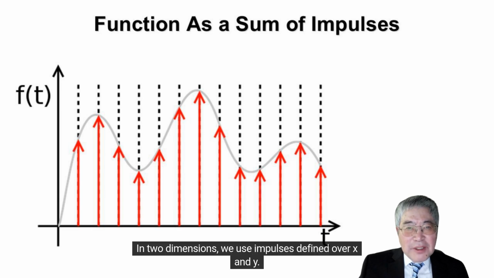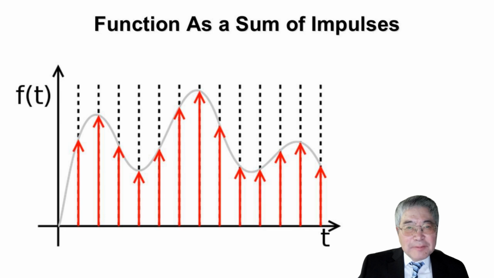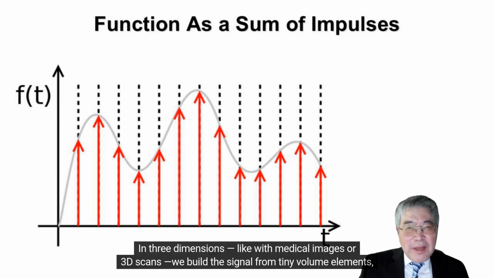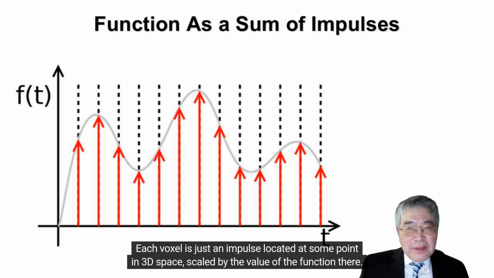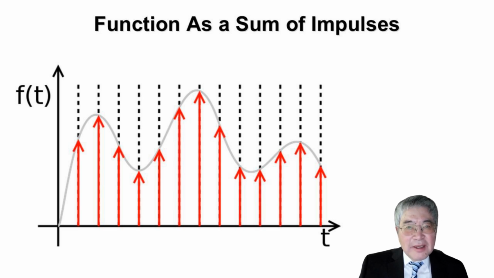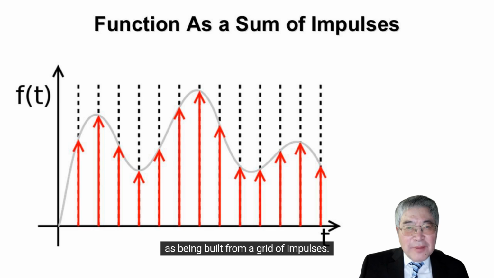In 2 dimensions, we use impulses defined over x and y. Think of image pixels. Each pixel acts like a 2D delta function placed at a specific location and scaled by intensity. In 3 dimensions, like with medical images or 3D scans, we build the signal from tiny volume elements or voxels. Each voxel is just an impulse located at some point in 3D space, scaled by the value of the function there. So no matter the dimensionality, 1D, 2D, or 3D, you can think of a signal, image, or volume as being built from a grid of impulses.